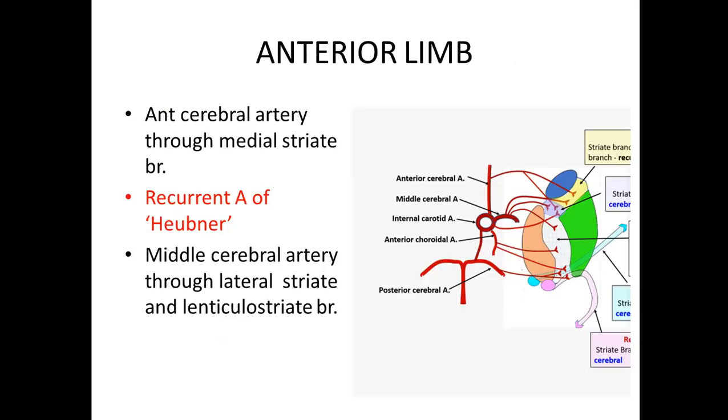Anterior limb is supplied, I told you already, by the anterior cerebral artery. One branch of the anterior cerebral artery is very long and very tortuous, which is going to supply the anterior limb. It is called the recurrent artery of Heubner. And the recurrent artery is very long and slender, and it is more prone to thrombosis.